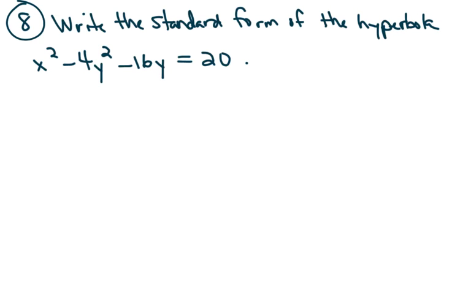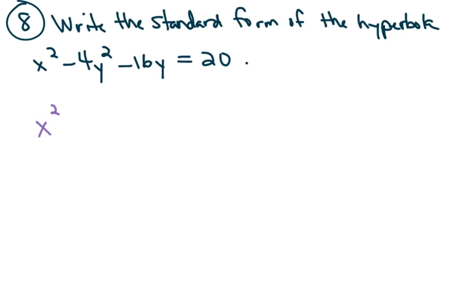Number 8, write the standard form of the hyperbola x squared minus 4y squared minus 16y equals 20. When dealing with a hyperbola, one of the squared variables is positive and one of them is negative. You want the positive one to come first. So we're going to make x squared first. The thing is, there's an x squared, but there's no linear term. I can't complete the square unless I have a quadratic and a linear term.